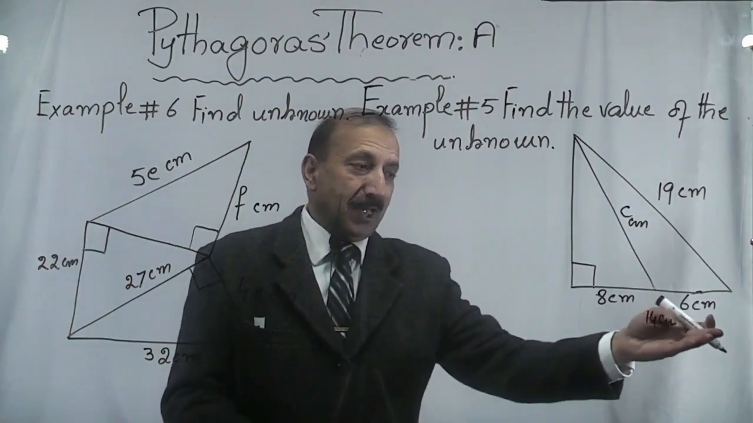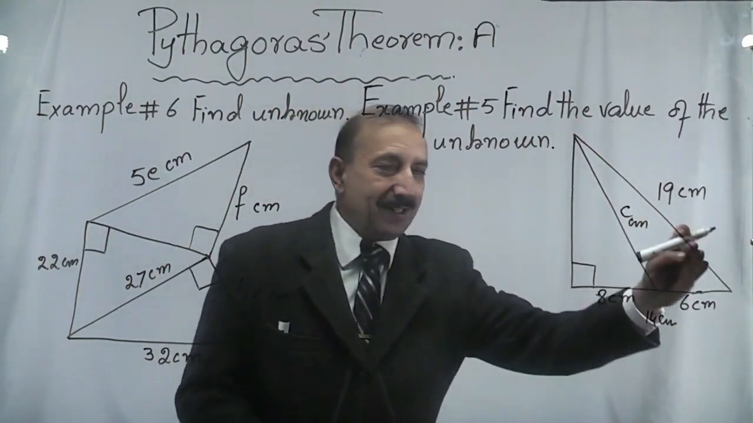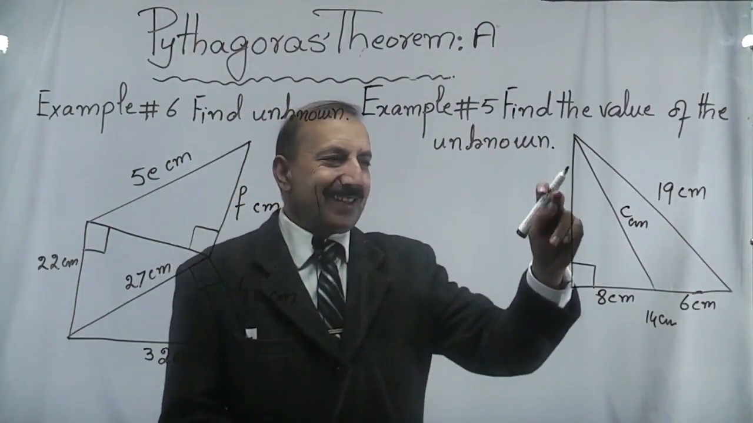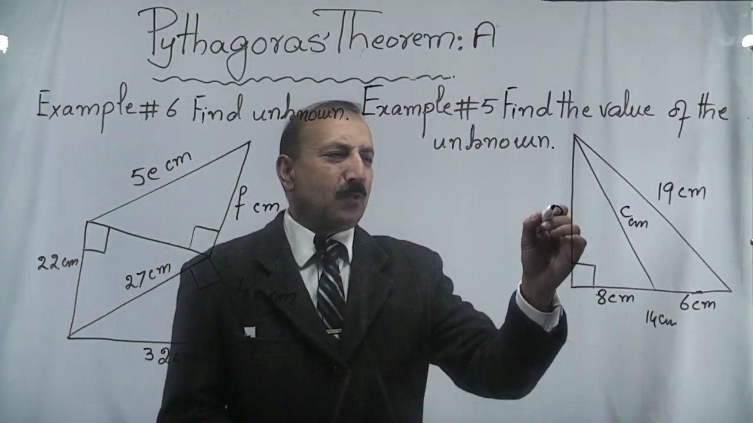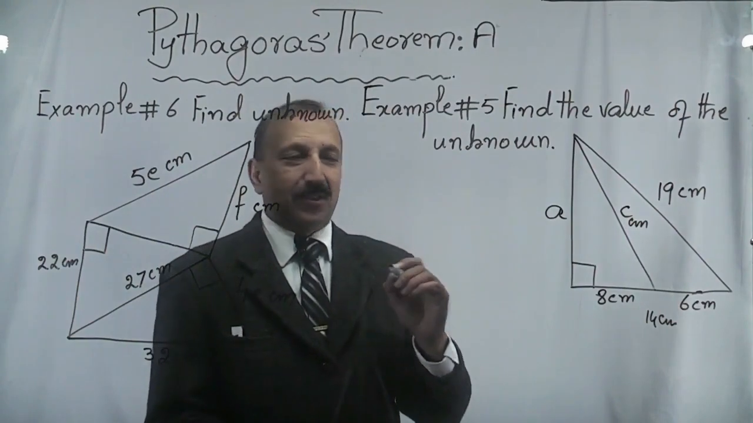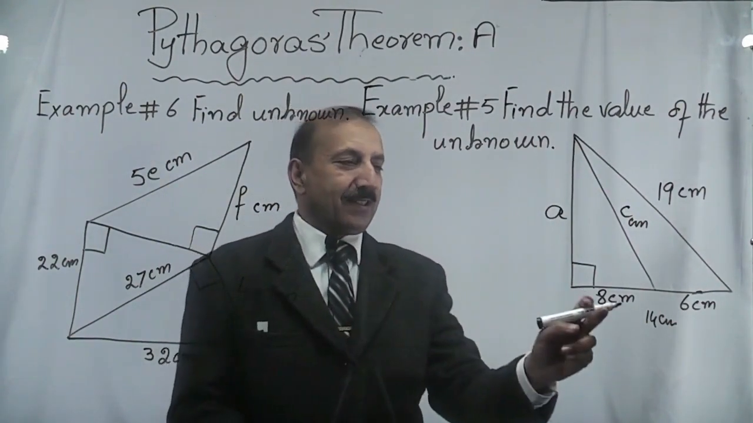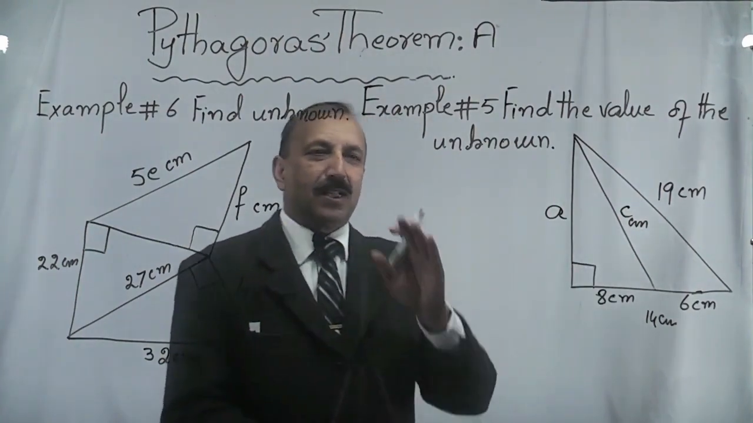Now with the help of this line and this line, whose values are given here, let's label this side with any English alphabet. Let's suppose this is A. It means first we'll find A, then with the help of this side and this side we'll find C. Let's work for this.